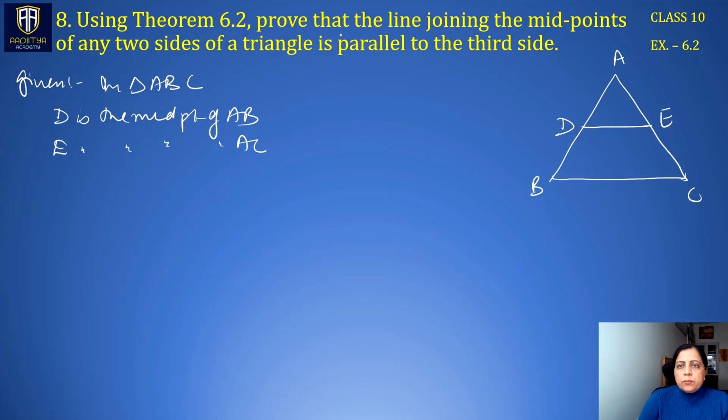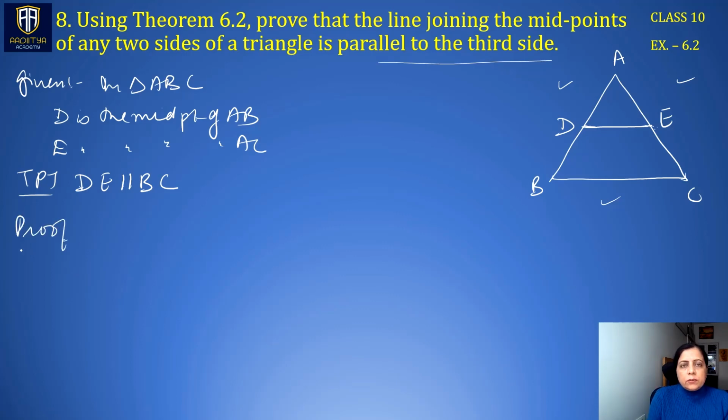So the question says, prove that the line joining the midpoints of any two sides. We have already used two sides. Now this line, which has been drawn by using midpoints of two sides, is parallel to the third side. So that means DE has to be parallel to BC. Prove that DE is parallel to BC. Right? So now we start our proof.